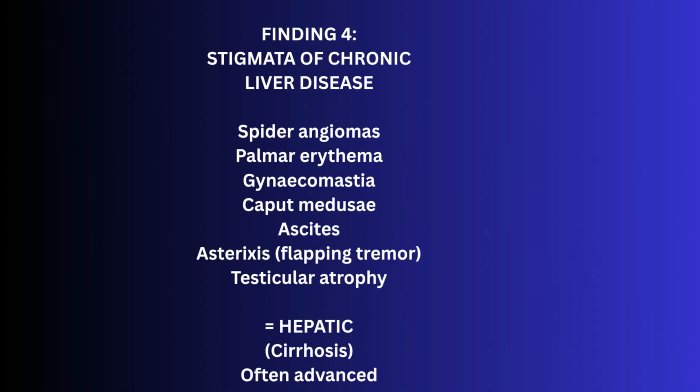Finding 4. The stigmata of chronic liver disease. Spider angiomas, palmar erythema, gynecomastia, caput medusae, those dilated veins radiating from the umbilicus. Ascites, asterixis, that flapping tremor, and testicular atrophy. All of these together point towards hepatic cause, especially advanced cirrhosis.